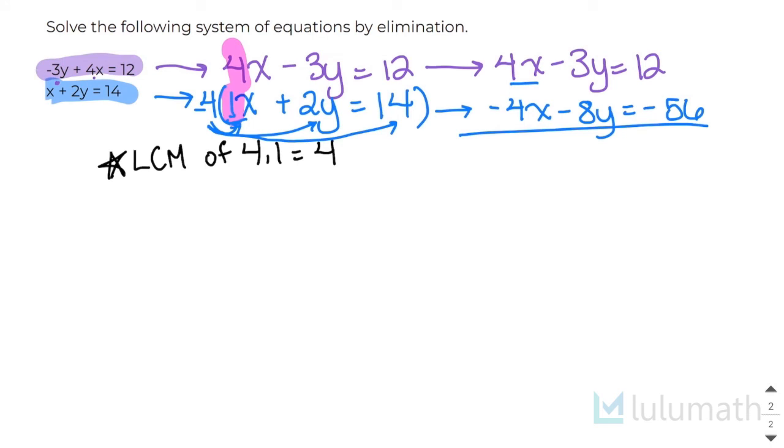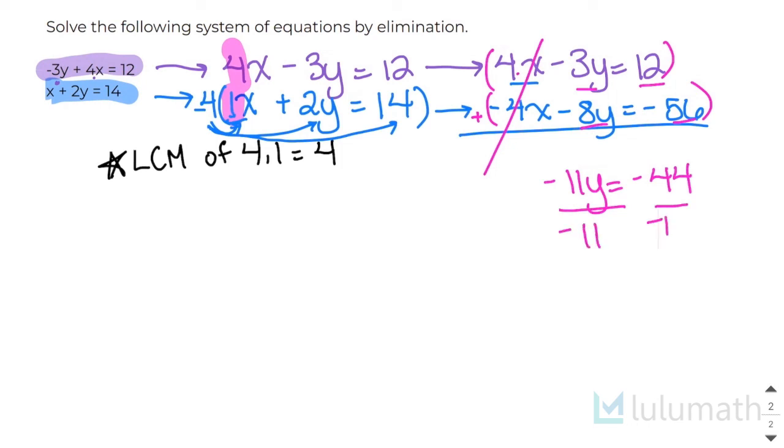So I can go ahead and add my two equations together. So 4x and negative 4x cancel each other out. I get 0. Negative 3y and negative 8y, when I put them together, is negative 11y. And then 12 minus 56 here is equal to negative 44. Divide both sides by negative 11, and I end up getting y equals 4.